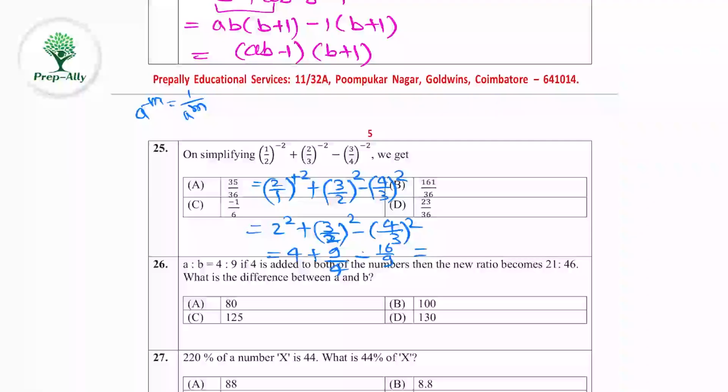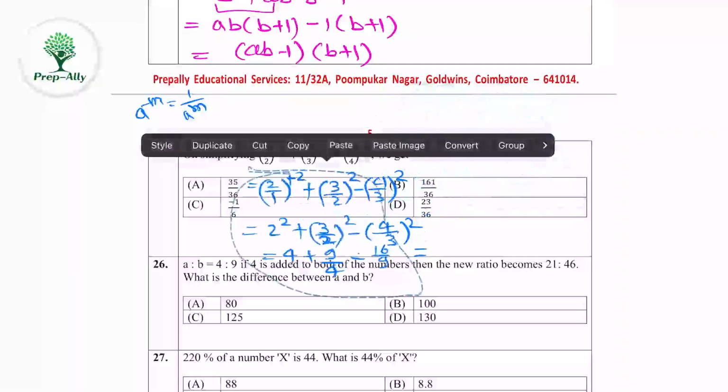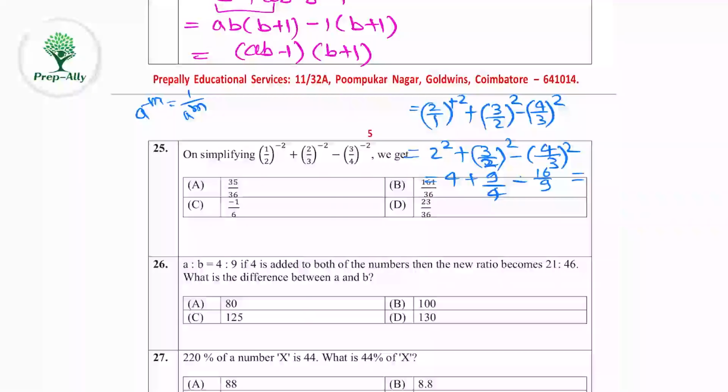So here we can write 4 4s are 16. Basically we have to take the LCM of this whole thing. So we can write this part in this way. The LCM is 36. So 36 into 4 is 144, 9 9s are 81, 4 16s are 64. So here we are getting basically 80 plus 81 divided by 36. So 161 upon 36. So here we are getting option B as the correct one.